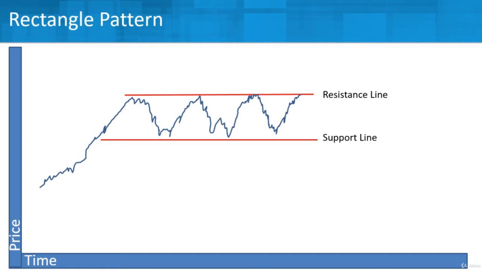And how wide the distance between the resistance line and the support line will vary by the security and at that moment of time. Sometimes they can be very, very narrow. Sometimes they can be much wider, of course. So it's not so much the idea of how wide or narrow it is. It's more that it's actually formed this rectangular pattern. And if we look at that, you can say, oh, well, there's opportunities where I might want to buy, or there's opportunities where I might want to sell within a rectangle pattern. And that's true. We want to make sure that the pattern has fully formed.